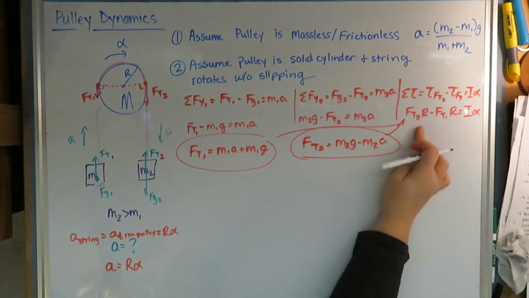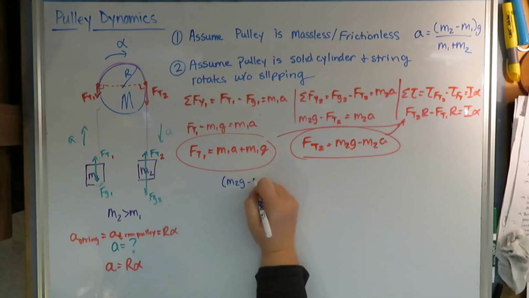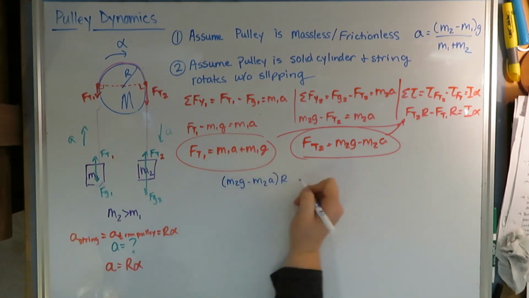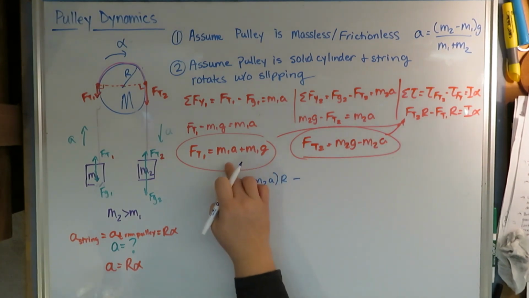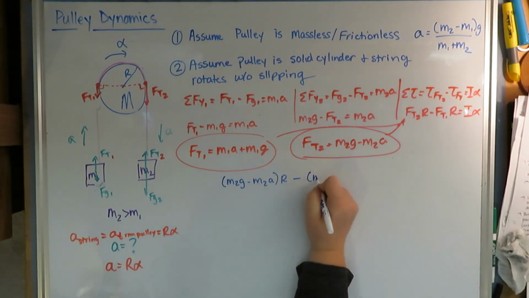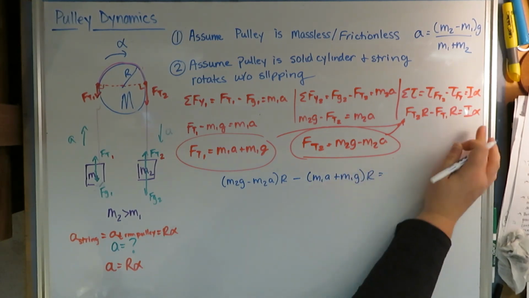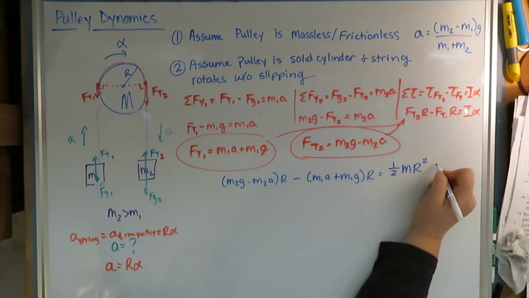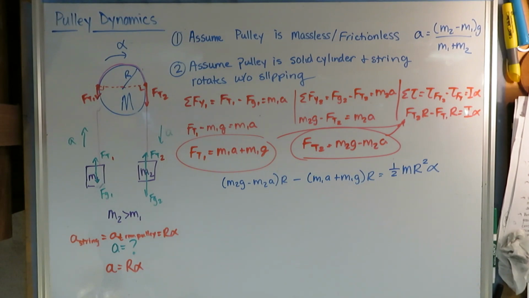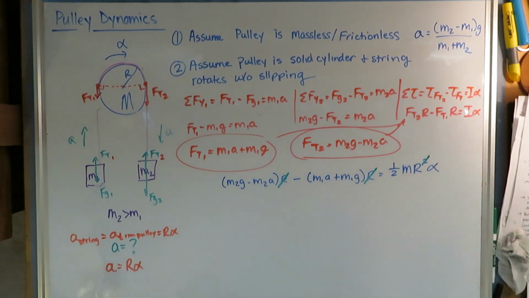So I'm going to have F2T times R. So F2T is this guy. So that's going to be M2G minus M2A times R. Minus FT1, which is going to be M1A plus M1G times R, is going to equal my moment of inertia, which is 1/2 M R squared times alpha. So the first thing that I will notice is that I can cancel out an R from each term.